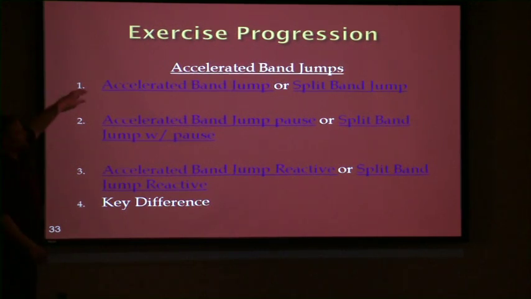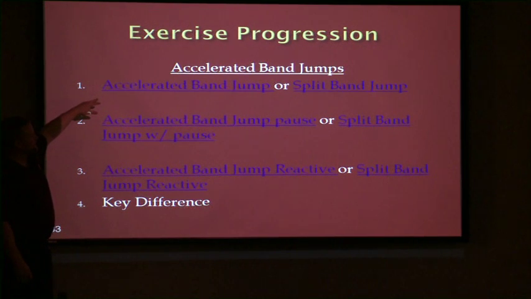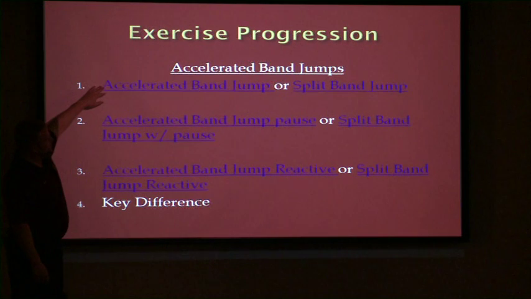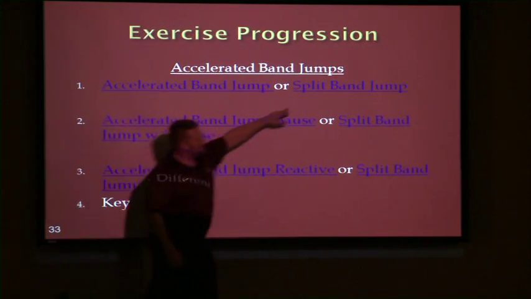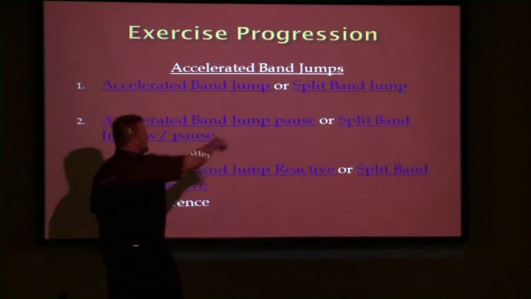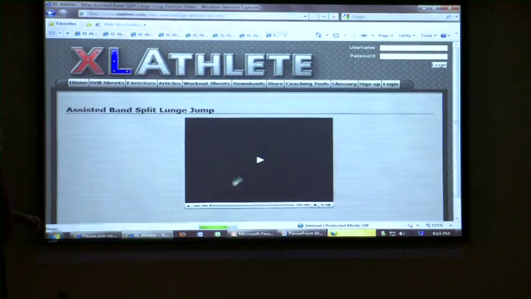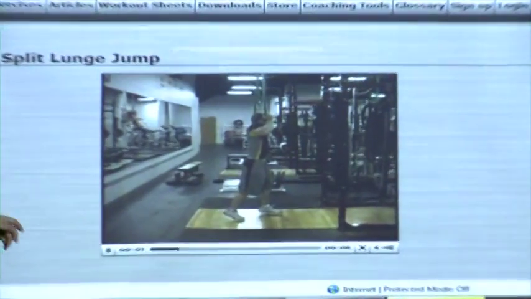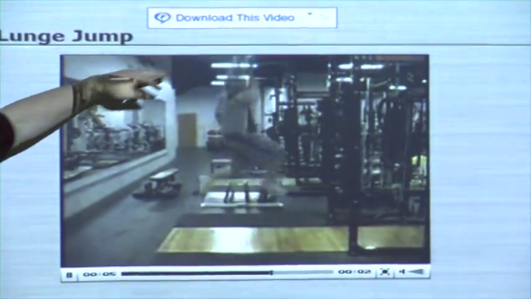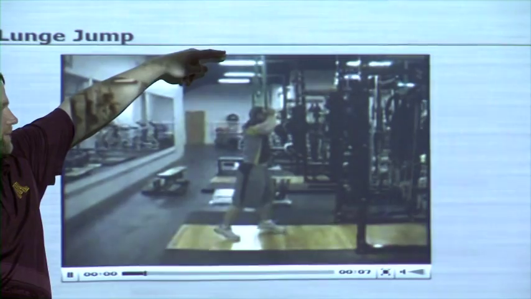Okay. I've been doing this for a number of years, about 8, maybe 9 years, well, probably 10 now. The accelerated band jumps. Let me give you an example. Let's actually do the split band jumps. Let's take a look at that. So hyperlink on the second one over here. And these are methods that I came up with. You can see the athlete here is using bands. I believe the bands are 10 feet high.